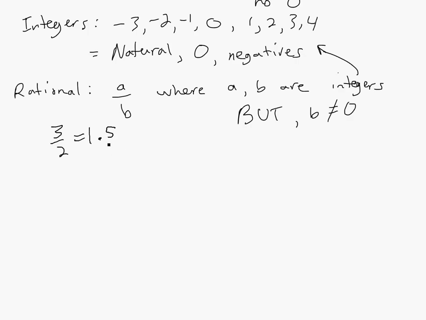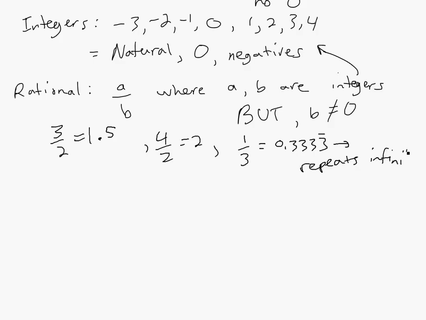So notice that this decimal stops here. Or if you have 4/2, this one is equal to 2. This is a natural and integer number. And then another example is 1/3, this one's equal to 0.3333. So this one repeats infinitely. This is also considered rational because you could write it as this fraction there.